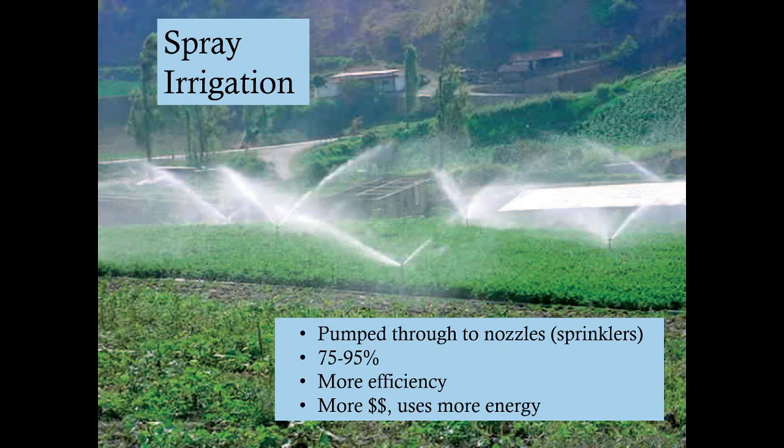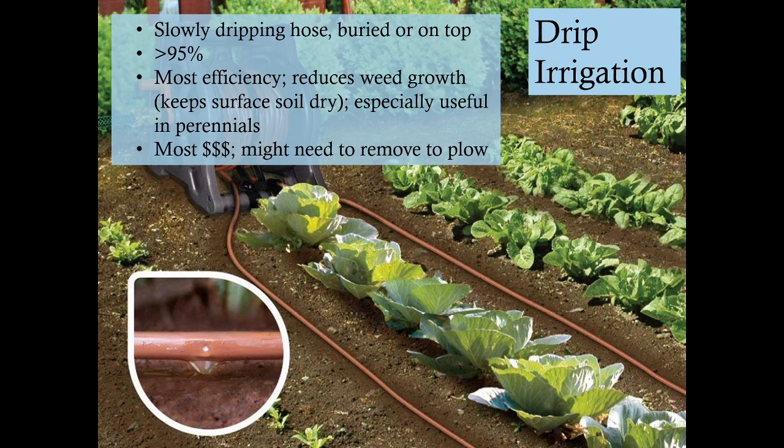Spray irrigation is another method that you probably know about. This is probably how you water your lawn. Essentially, you take water and you pump it into nozzles or sprinklers. It can be anywhere from 75 to 95% efficient, so it is more efficient, but it does cost more money and it uses more energy because you have to pump that water.